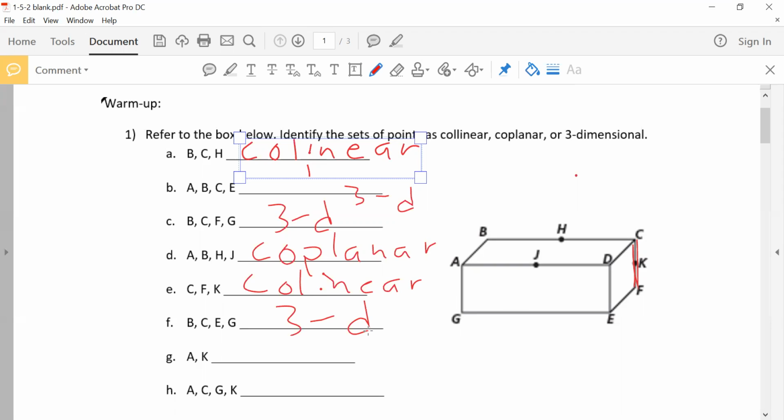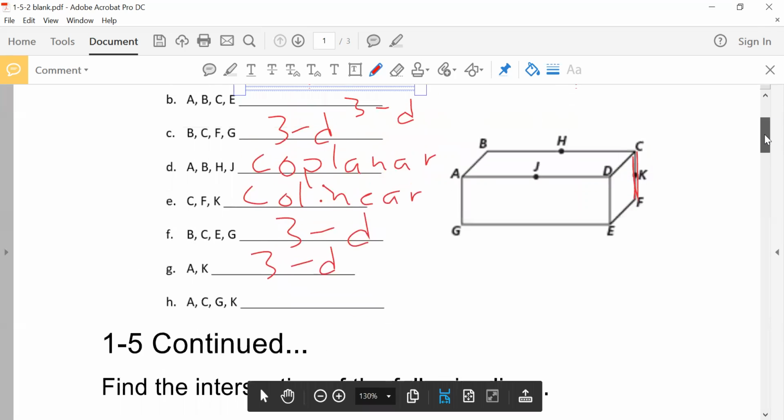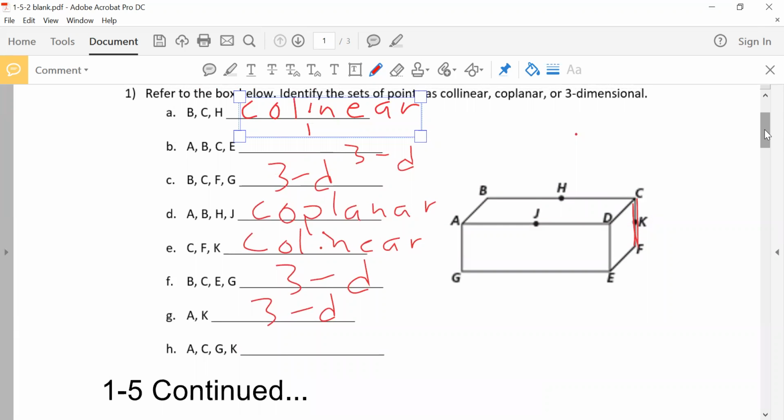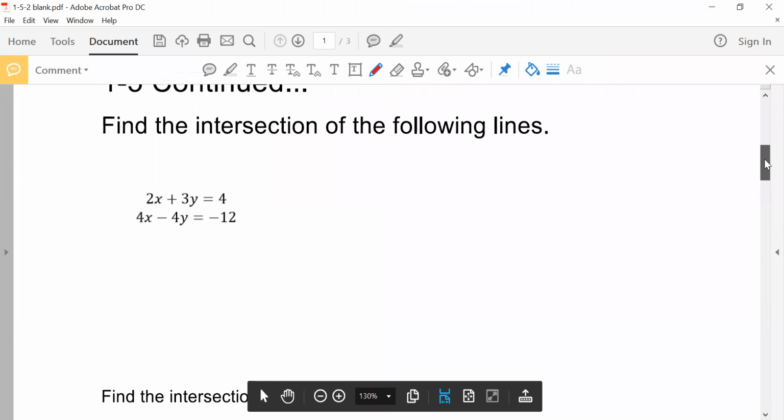Part G says A and K. They're not on the same line together, and they are not on the same plane together either. 3D it is. And part H asks for A, C, G, and K. Well, those 4 points are not on the same line, and they're not on the same plane either, so looks like they're 3D also. That concludes our warm-up.